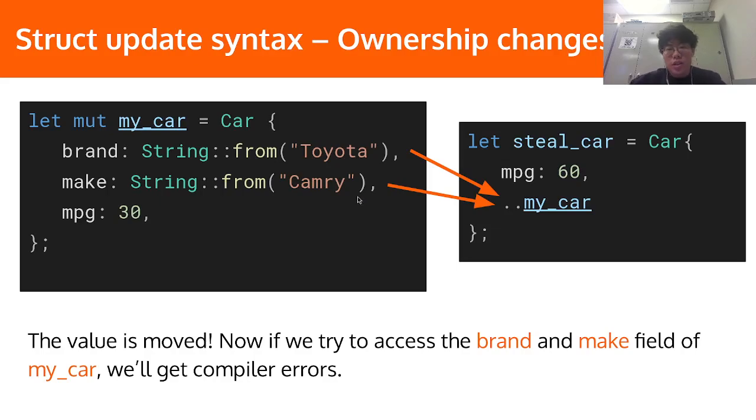You need to be careful when you use this feature of instantiating a struct in Rust, because now that we have gone through the lectures on ownership and borrowing, what happens here is that when we do this instantiation from another struct, we are actually moving the values. For example, brand and make, the values are now moved into steal car. So the same fields, brand and make, in the old myCar are now invalid. If you try to access them in myCar, you actually get compiler errors. This is a subtle bug that you need to take note of when you're instantiating structs and trying to copy the values from another struct.